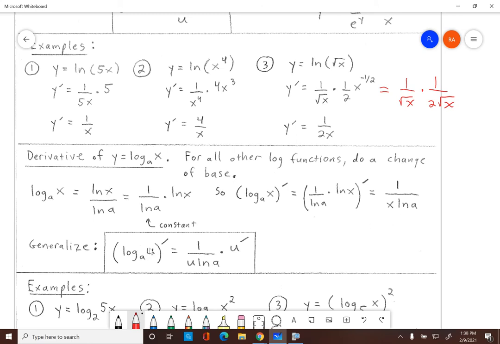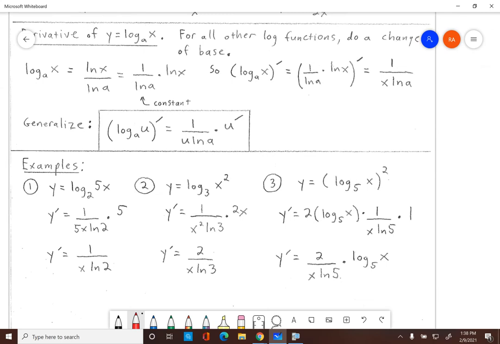And you can chain rule that out. What if you had a function on the inside? So that derivative is going to be 1 over u, instead of 1 over x, 1 over u times the natural log of a times the derivative of the exponent. So again, we definitely just have to memorize these just to get used to them. So let's take a look at a couple of these.